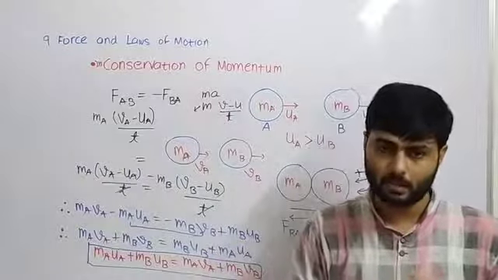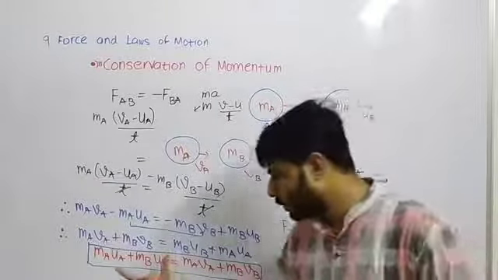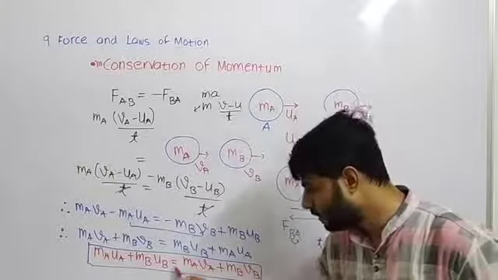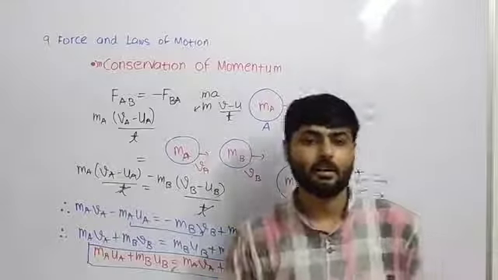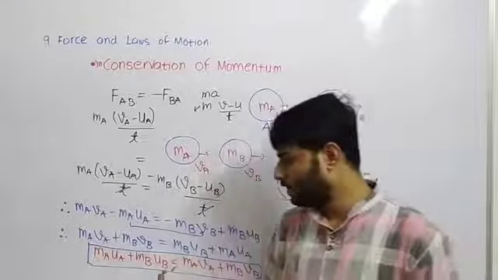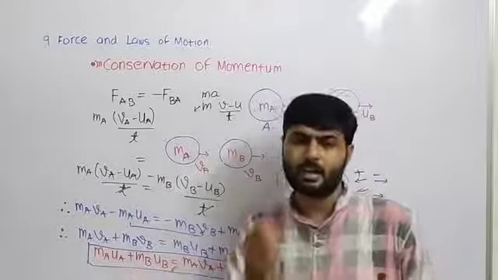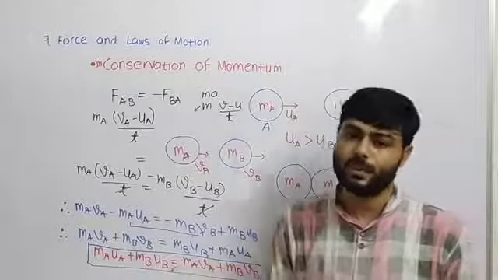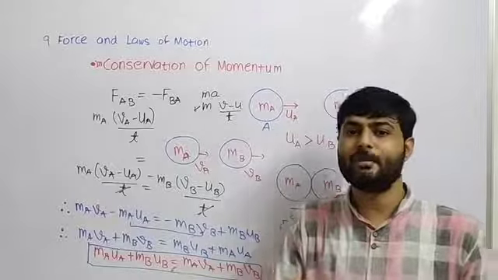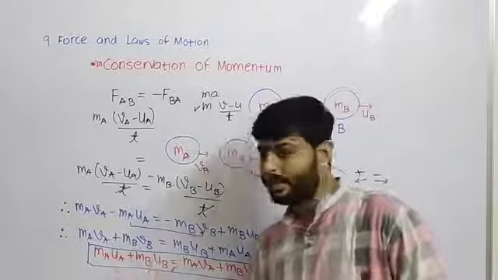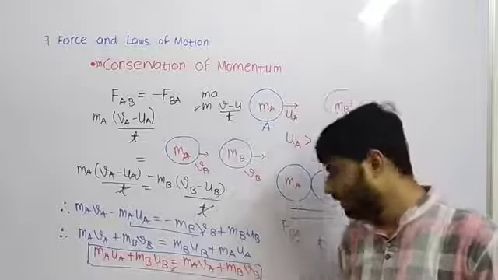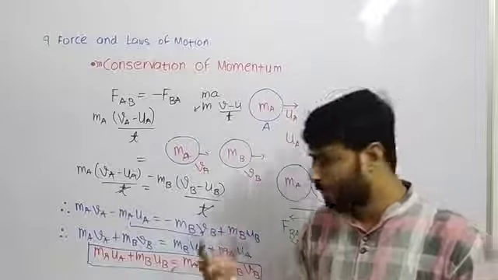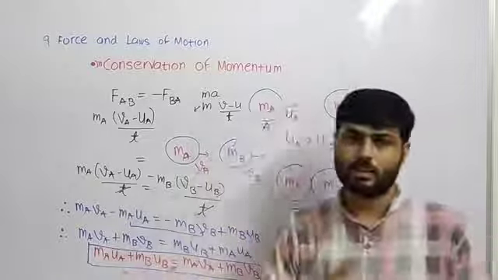What is the meaning of conserved? Conserved means the total magnitude is not changed. Total magnitude will not change. Suppose I have some value, consider 50 units. So I will have this total also 50 units. This may change between A and B. This 50 may be split as 30 plus 20, or maybe 25 and 25. So we have total momentum conserved.